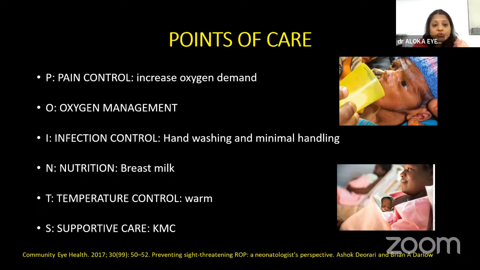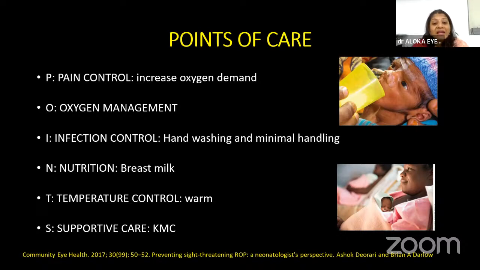P is for pain control. So any baby who is in too much pain is going to cry more, and increased oxygen demand happens then, and therefore the hungry retina and therefore the ROP. Oxygen management, like we've already touched. I is for infection control. Sepsis is a very important factor which can cause ROP. So good hand washing, minimal handling, minimal cross handling, having a good nurse to patient ratio in ICUs will help a long way.